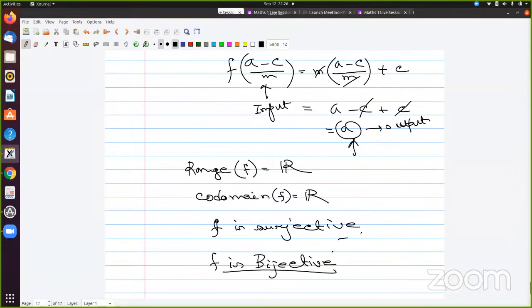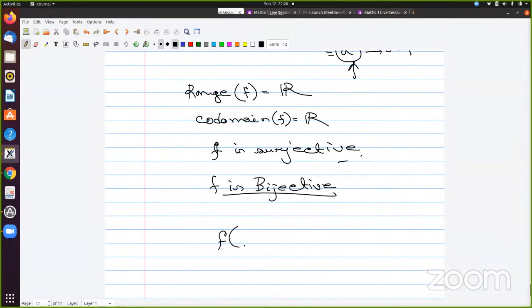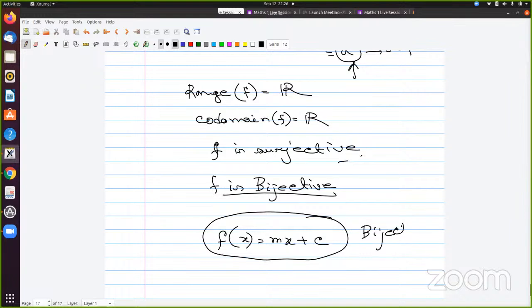Any function of this form, that is actually a good question. Any function of this form is a bijective function. Any linear function, yes, sir. I don't want to mention linear because then the question is what is linear. But yes, you are right. Any linear function is bijective.